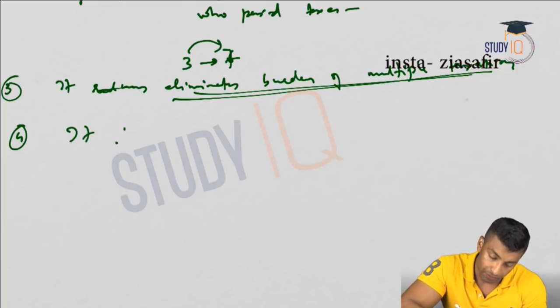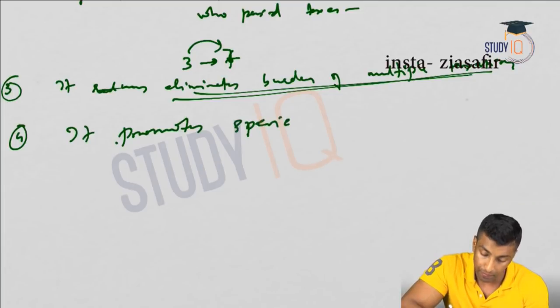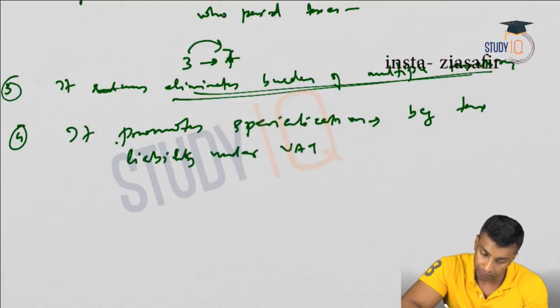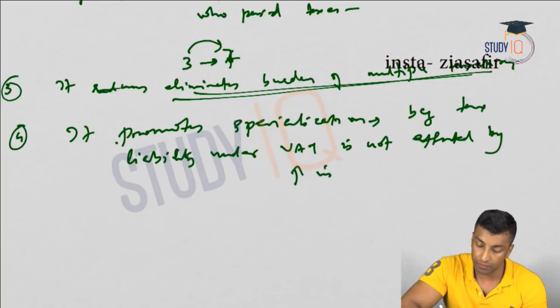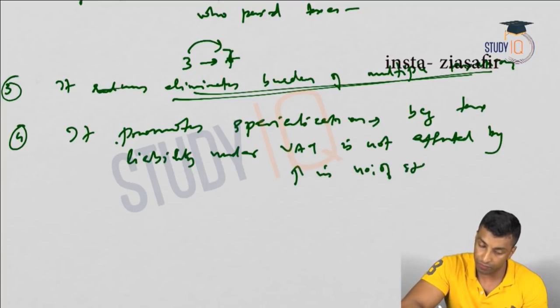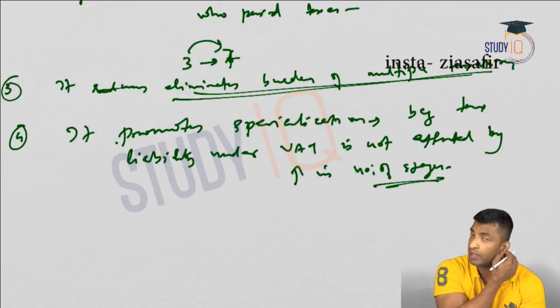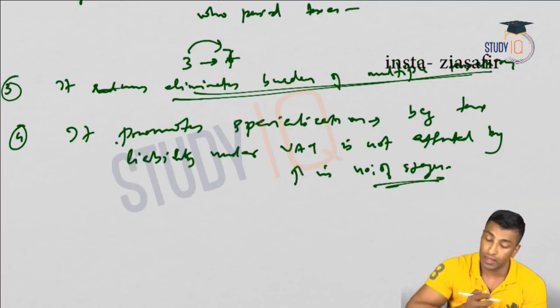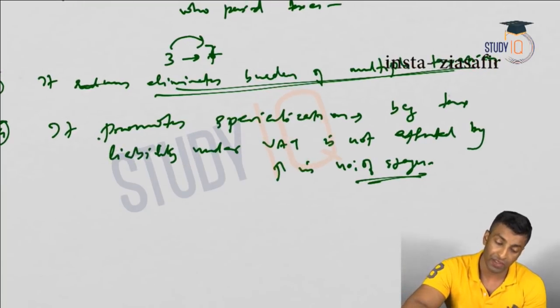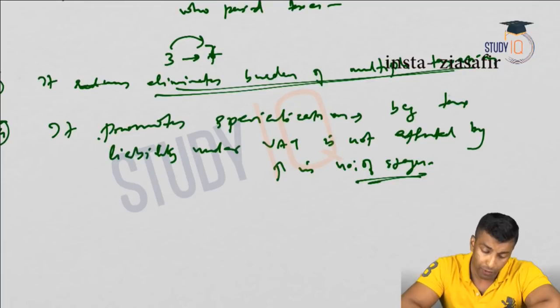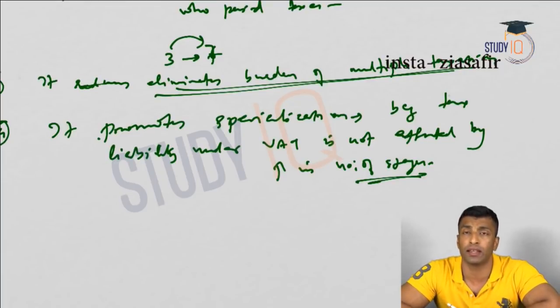So it promotes specialization, because tax liability under VAT is not affected by an increase in the number of stages. Otherwise, if it is affected, the final tax burden will be very high. So here the number of stages doesn't matter. So it improves efficiency. The next point you can write is that it unifies in case of states.